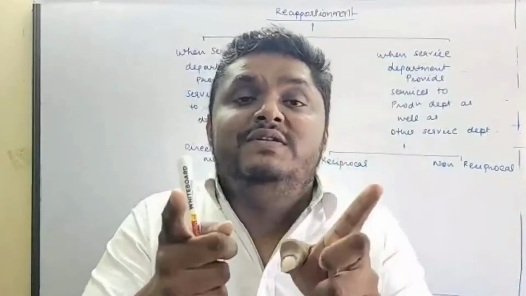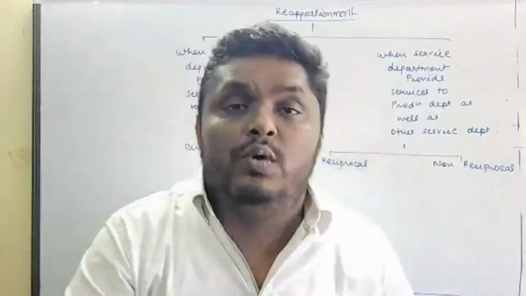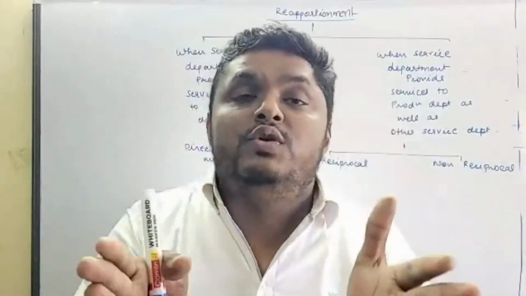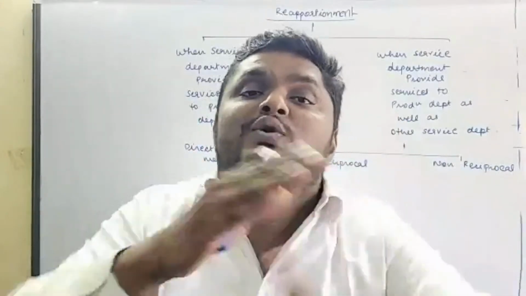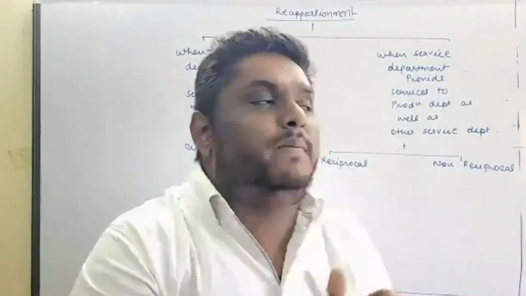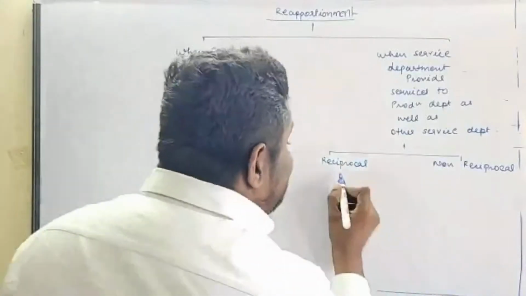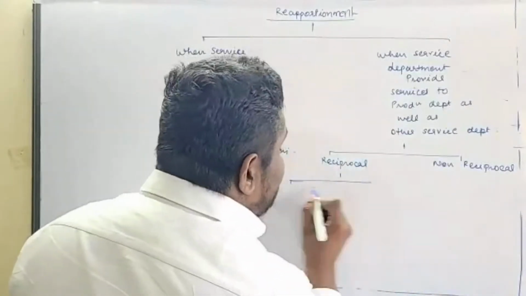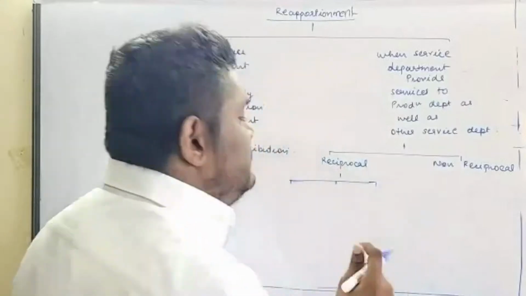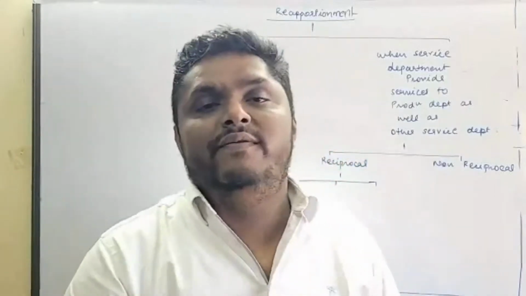So if the service departments provide services to each other, that is called the reciprocal approach. I repeat again, if there are two service departments and both provide services to each other, apart from providing services to the production department, we call it reciprocal. In this case, the overheads can be redistributed in three possible ways.